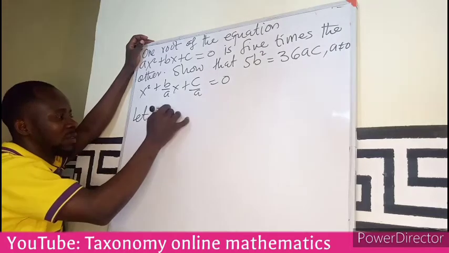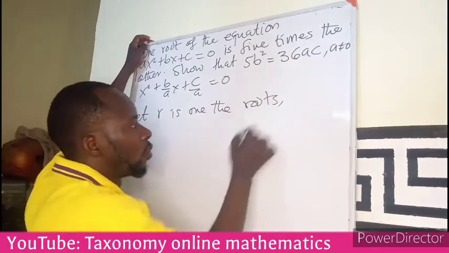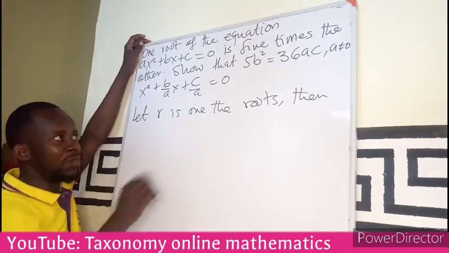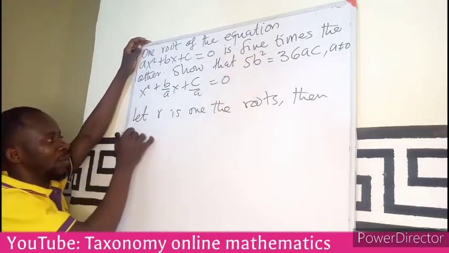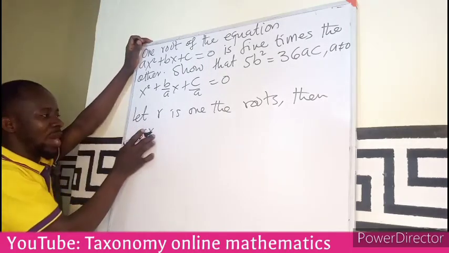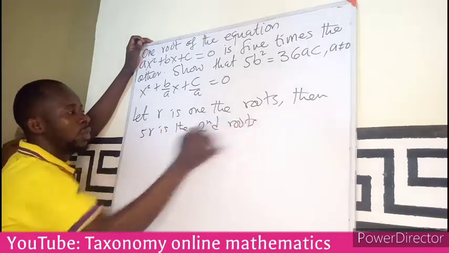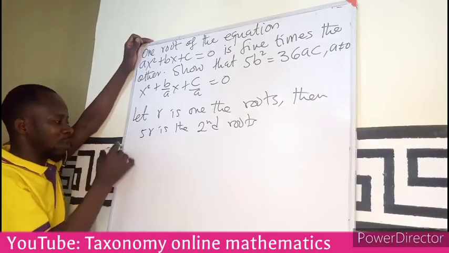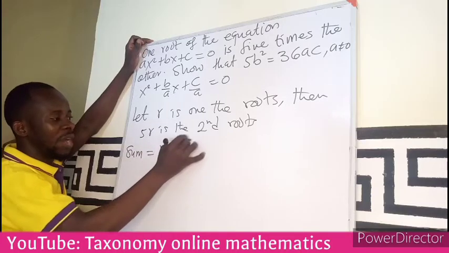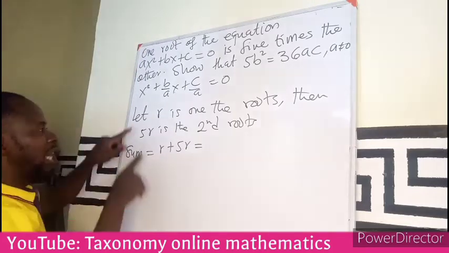Then let's say r is one of the roots. If r is one of the roots, then the other one, which is 5 times, means the next one is 5r. So if that is the second root, then I can add them. I can say that the sum is going to be r plus 5r.